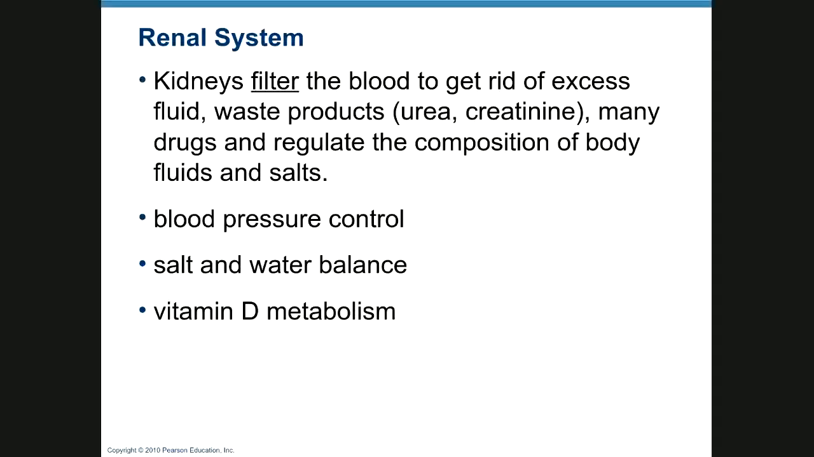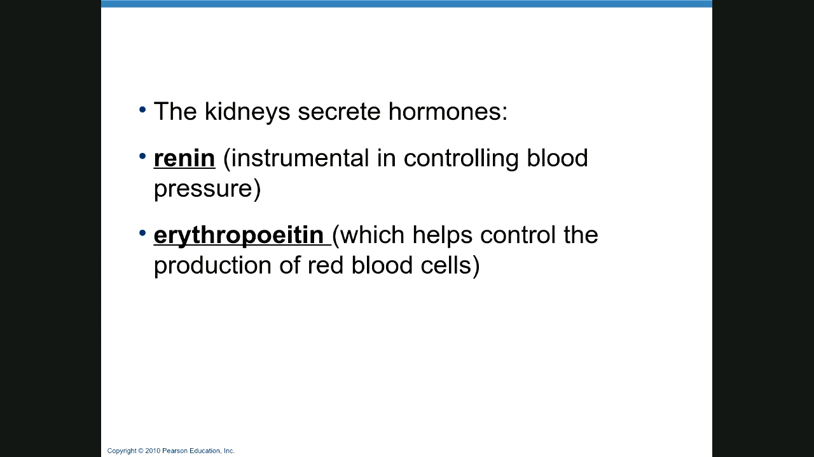Okay, the renal system is a system where the kidneys filter the blood to get rid of excessive fluid, waste products, especially urea, creatinine, as well as uric acid, and many drugs, and regulate the body composition of fluids and salts. They're involved in blood pressure control, salt-water balance, vitamin D metabolism. They secrete hormones, renin, which helps control blood pressure, and erythropoietin, which helps produce red blood cells. You'll see that your renal failure patients may be anemic because their kidneys may not be making erythropoietin.